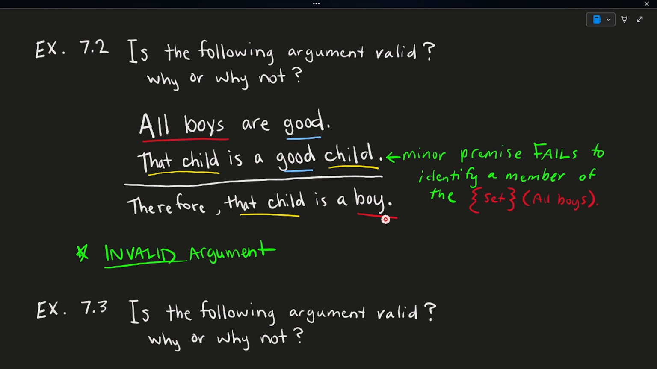We have a set of all boys, and then the person here is a child, right? That child. The premise is failing to identify a member of the set, right? The minor premise has to identify this child as a boy, right? Be all boys, but it doesn't say that. So it's failing to identify the member of a set. It'll make it invalid every time. Look out for those keywords.